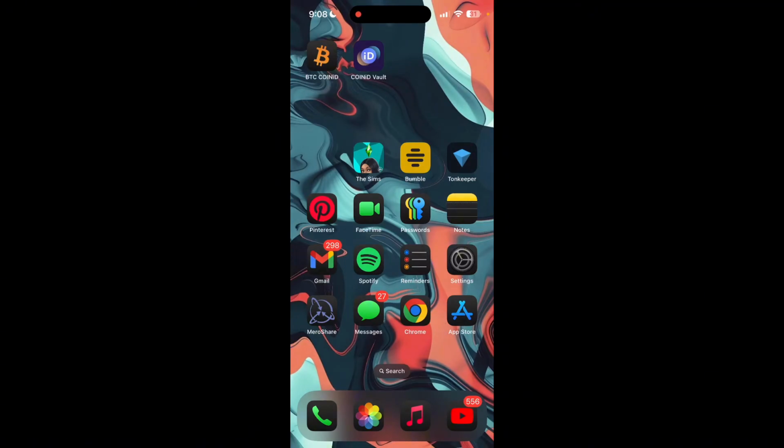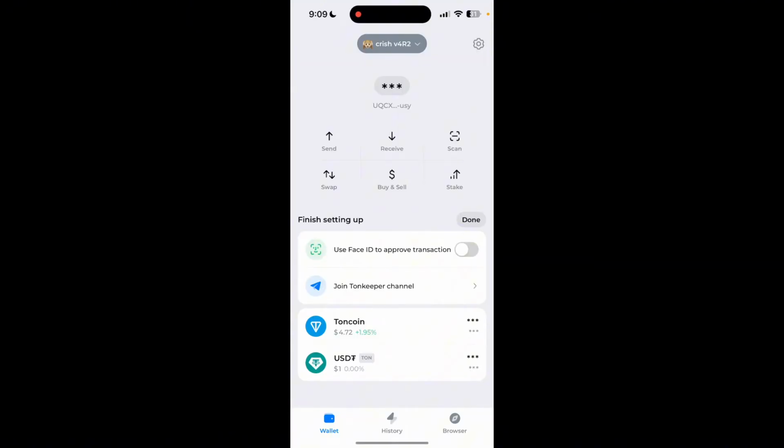In this video, we are going to learn how to understand transaction fees in Ton Wallet. Understanding transaction fees in Ton Wallet is essential for managing your transactions effectively. First, transaction fees are the cost associated with processing and validating a transaction on the TON blockchain. They are paid to validators to secure the network.